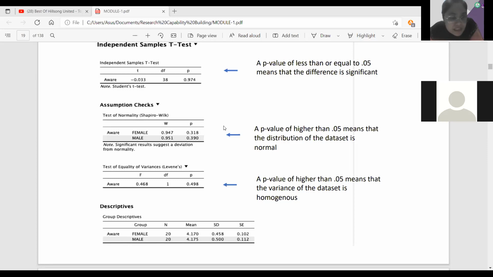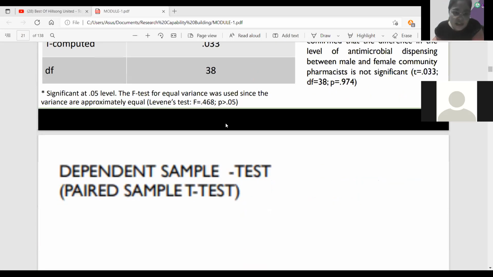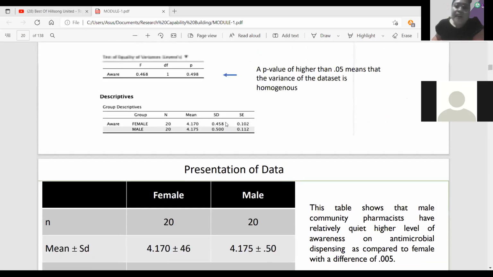Okay? Yung isa pa na assumption checker is the Levene's test. Ganun pa rin. If the p-value is greater than 0.05, it means that the data set is homogeneous, the variances are equal. So dalawang assumptions yun na na-meet and tama na gagamitin si independent sample t-test.